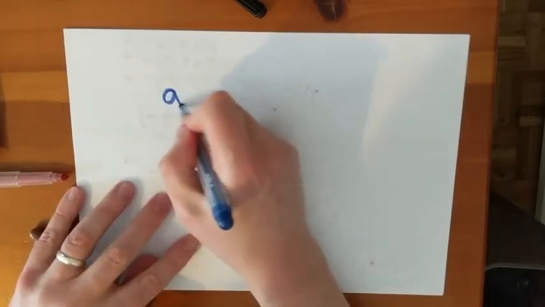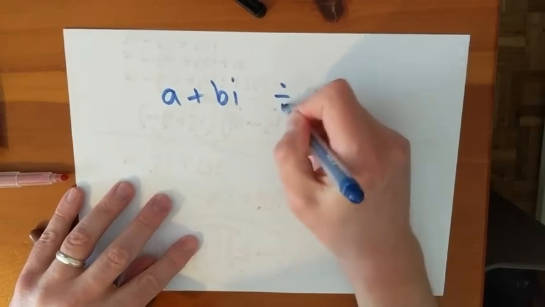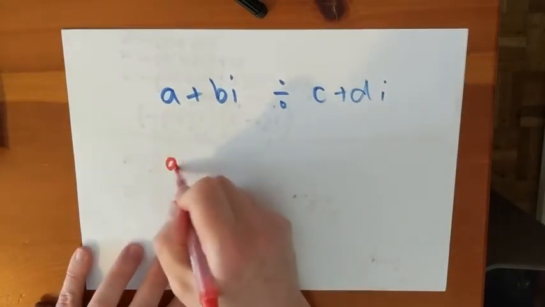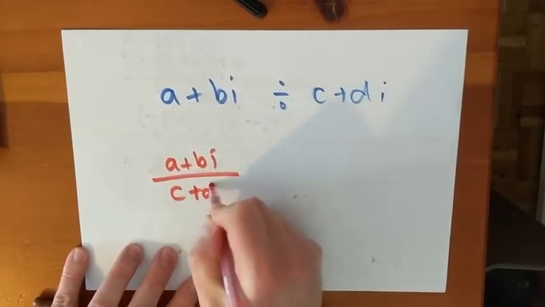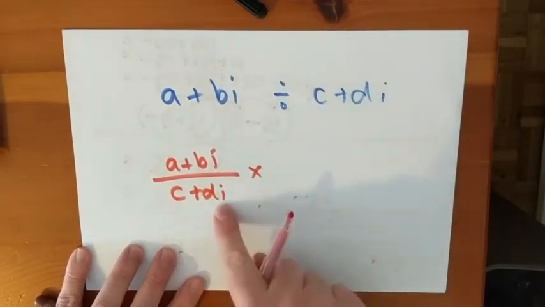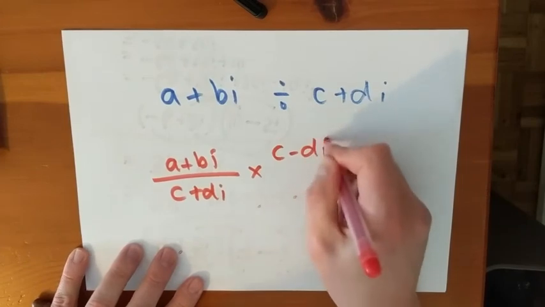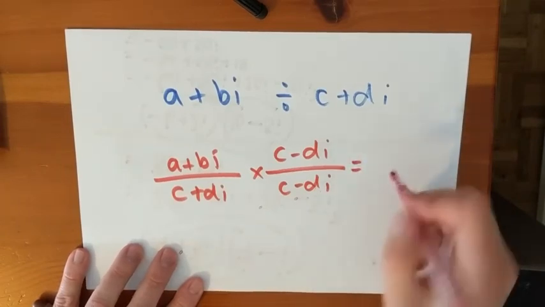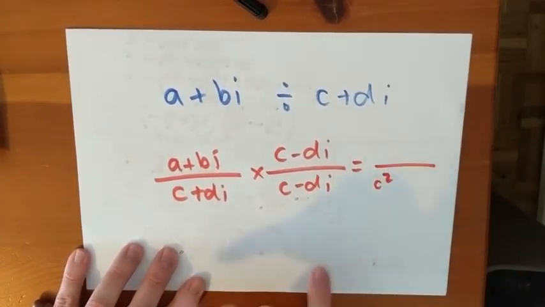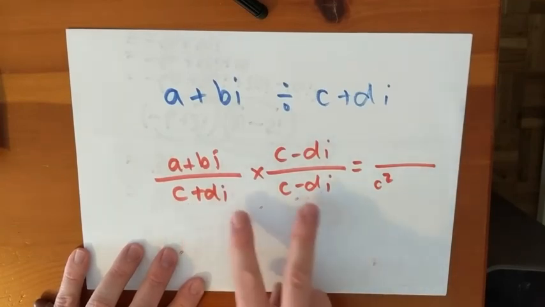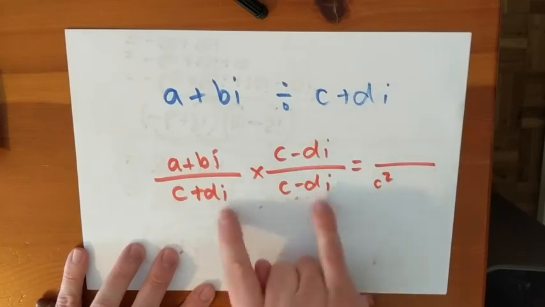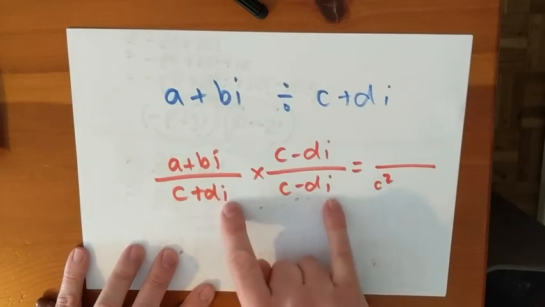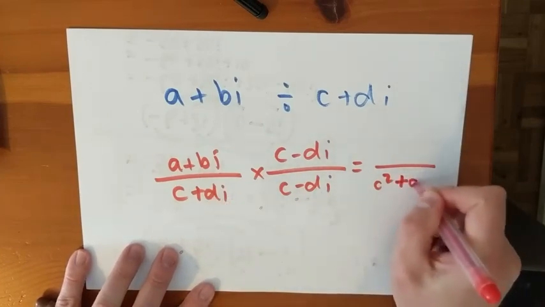Phew. If you have a plus bi divided by c plus di, you write it as a fraction. And you multiply the top and bottom by something that looks like this, but with the opposite sign in the middle. c minus di. Like that. And then on the bottom, you're always going to end up with the first two will give you c squared. The outside two will give you minus cdi. The inside two will give you plus cdi, so they disappear. At the back, you're going to end up with d times minus d times i squared, which is minus d squared times minus 1, which gives you plus d squared.